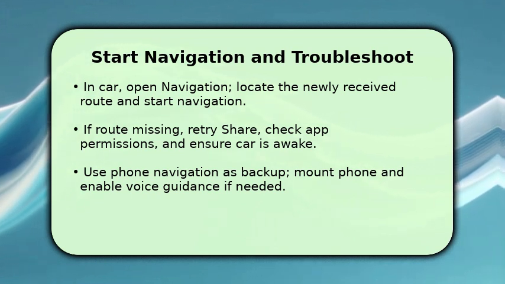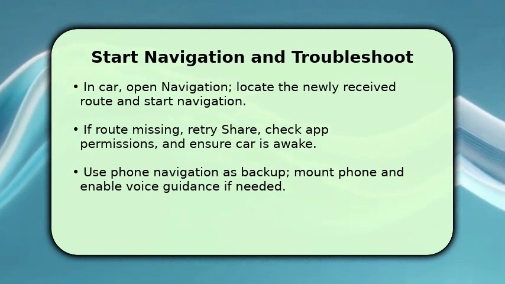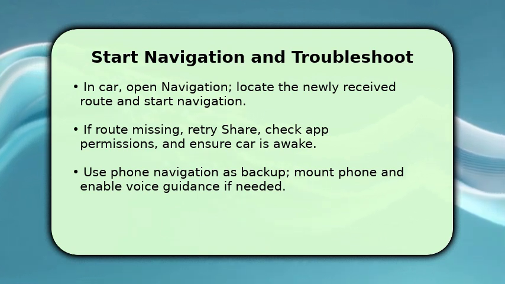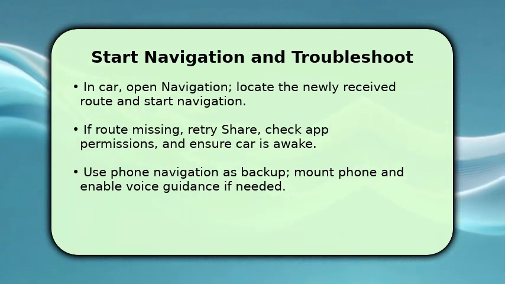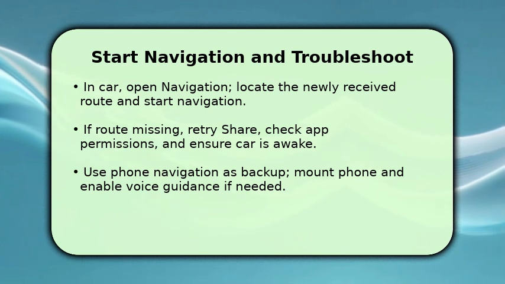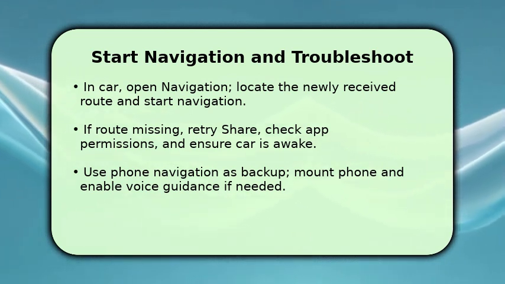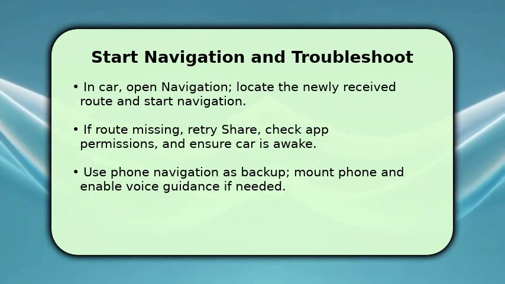start guidance. If the route does not appear, retry sharing from Google Maps, verify the Tesla app has location and notification permissions, and wake the car so it can accept commands. If problems persist, start navigation on your phone and mount it for turn-by-turn guidance as a temporary fallback. This backup works because phone-based Google Maps will still provide voice and visual directions while you resolve the send-to-car issue.